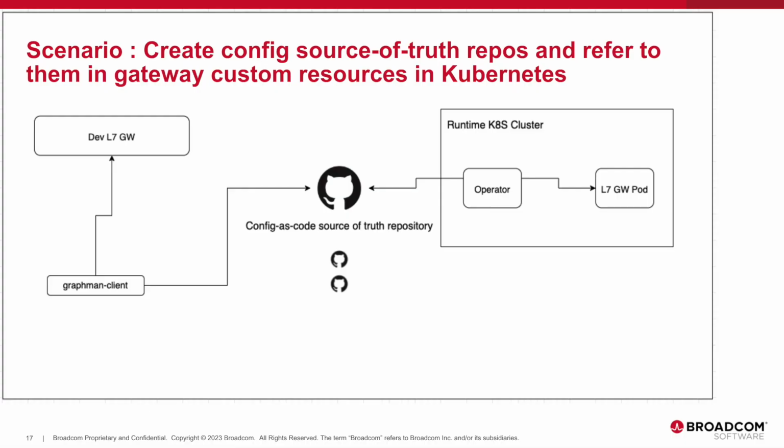So the first thing we're going to do is use the graphman-client connected to our development gateway, and we're going to use that to create those configuration sources of truth. And then we're going to go on our Kubernetes cluster, and we're going to have our gateway custom resource refer to these sources of truth instead of having those gateways connected to a cluster database.